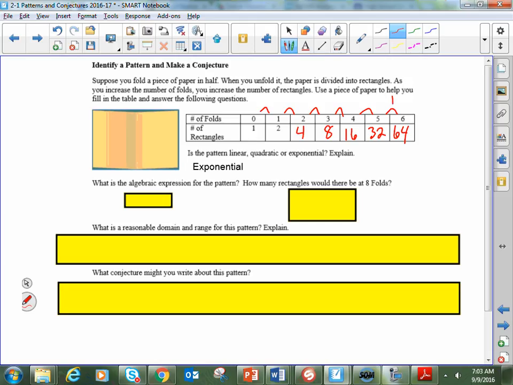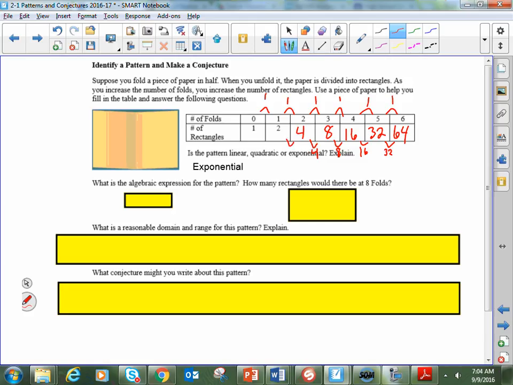So for the independent variables, the differences are always 1. 6 minus 5 is 1, 5 minus 4 is 1, and so on. Now if I say 64 minus 32, that gives me 32. 32 minus 16 is 16. So we can see pretty quickly that the rate of change is not constant.